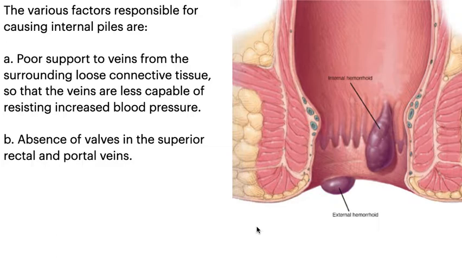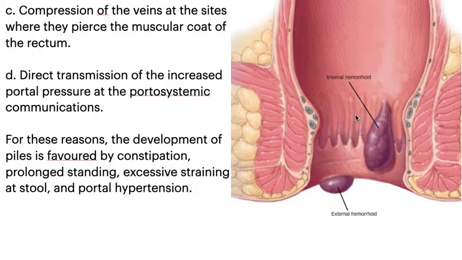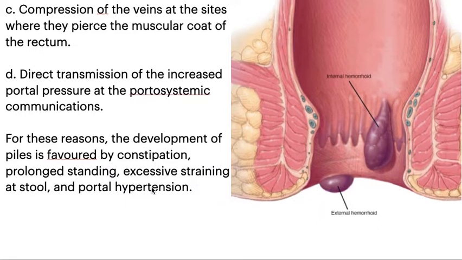Now, the factors responsible for causing internal piles: firstly, poor support to the veins from the surrounding loose connective tissue, which could be because of increased blood pressure; absence of valves in the superior rectal and portal veins; compression of the veins at the sites where they pierce the muscular coat of the rectum; and direct transmission of increased portal pressure at the portosystemic communication. For these reasons, constipation, prolonged standing, excessive straining at stool, and portal hypertension are all factors causing or favoring the development of piles.